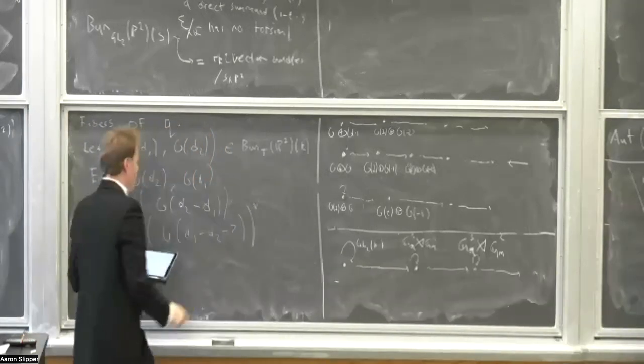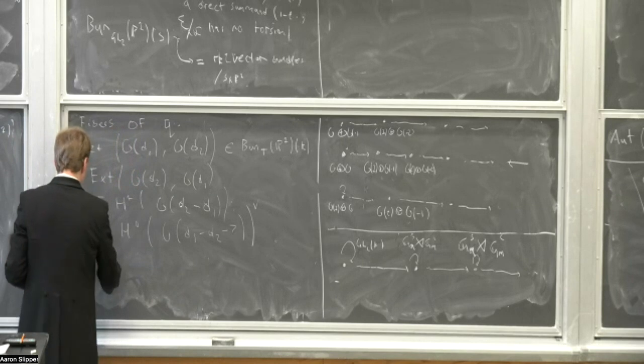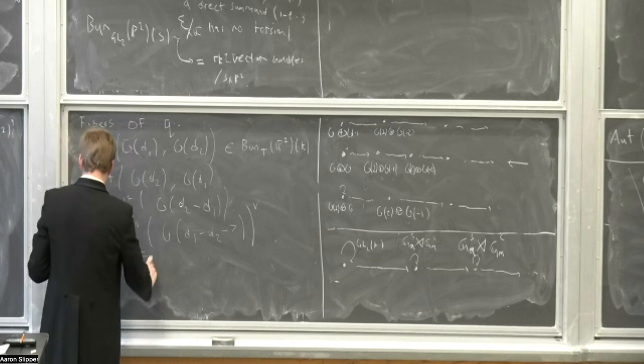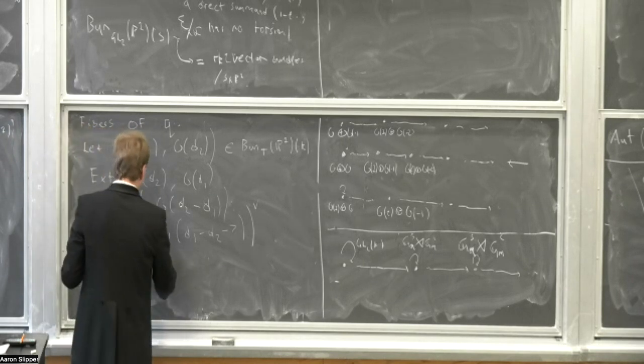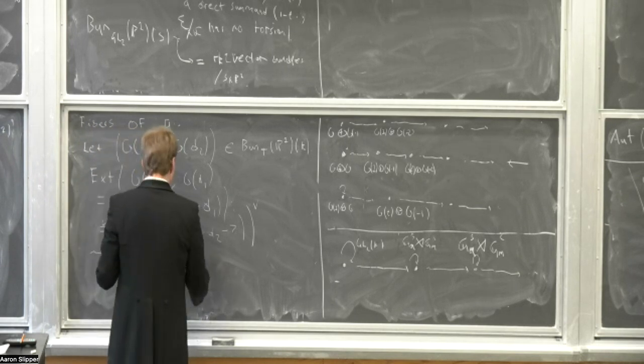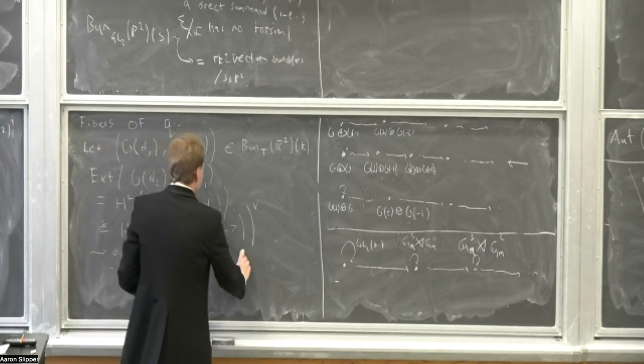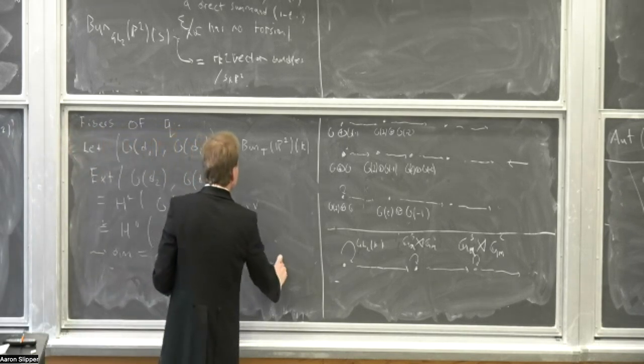Check. This is the dualizing sheaf. This is O(-2). And this has dimension equal to D2 minus D1 minus 2, or 0 if D1 minus D2 is less than 0.